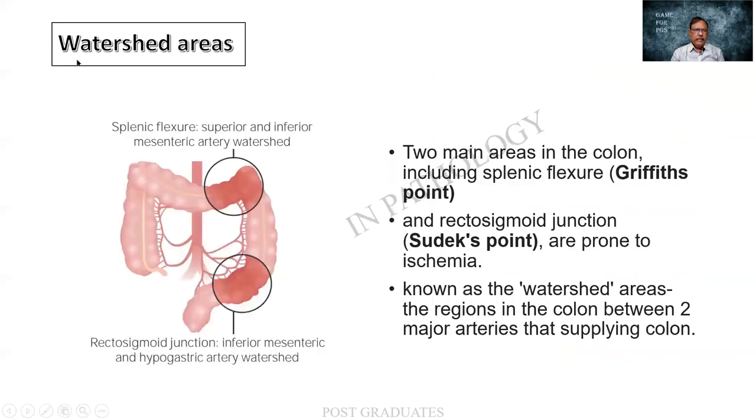However, there can be some areas called watershed areas. Watershed areas are areas between two rich vascular supplies. Here you find that there are two watershed areas. One is the splenic flexure and another one is the rectosigmoid region. These two are the watershed areas. Here I find that there will be an absence of blood supply in this particular region as well as here. So when there is a mild ischemia and the patient is anemic, these particular regions can go in for infarcts. These are called watershed infarcts. They are called Griffith's point and Sudeck's point respectively.